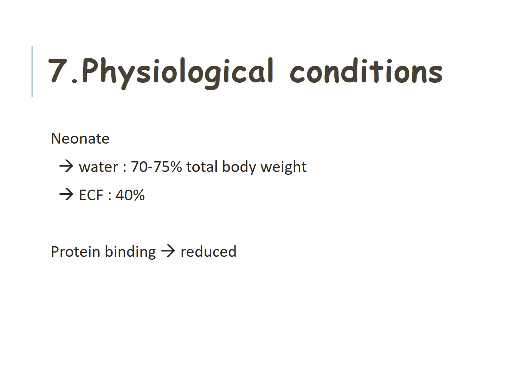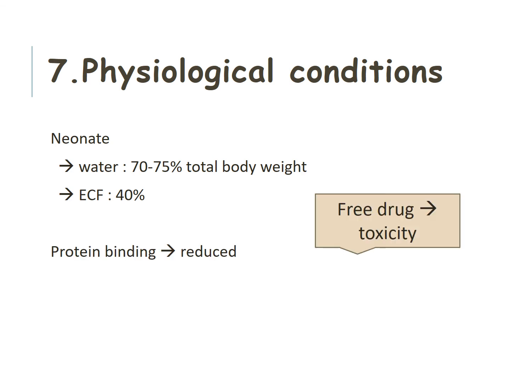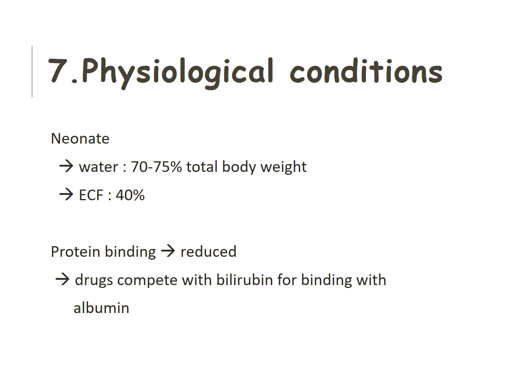When the protein binding is reduced, the free drug can lead to toxicity. When the protein binding is reduced due to some physiological conditions, as I have already told, like pregnancy, the protein amount will be reduced. So the protein binding will reduce and the free drug will increase in the body. So it can lead to toxicity.